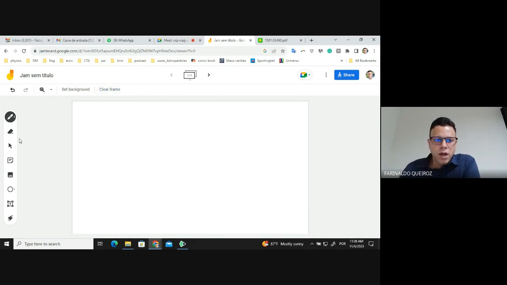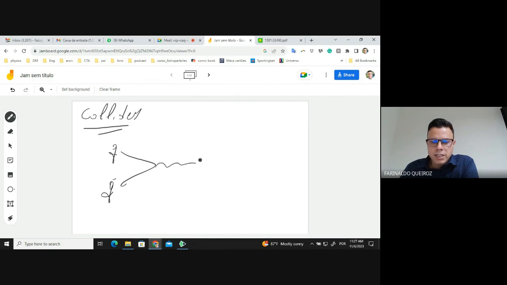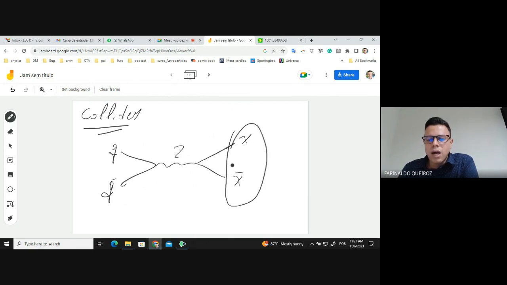I have the collider. Which is, you have fermions, quarks, antiquarks, they annihilate. Let's say they produce a Z boson. And then this Z boson, in my case, I was assuming to be coupling to dark matter. But this dark matter particle at colliders is simply missing energy.